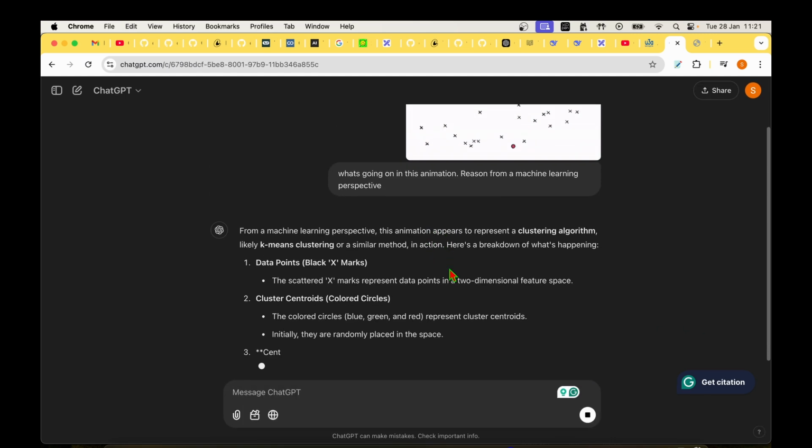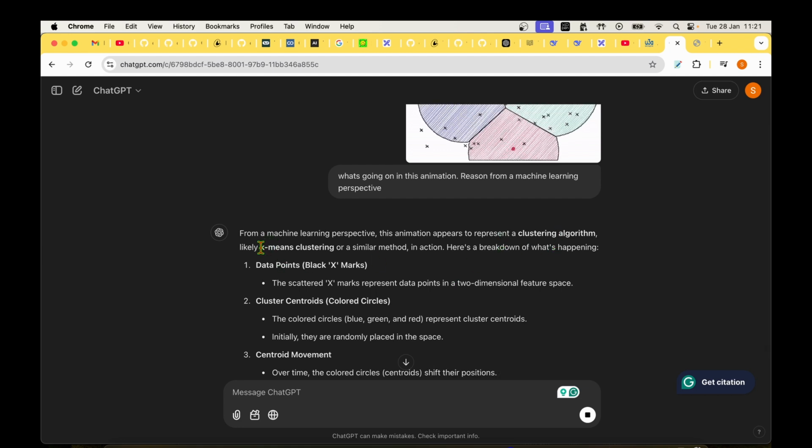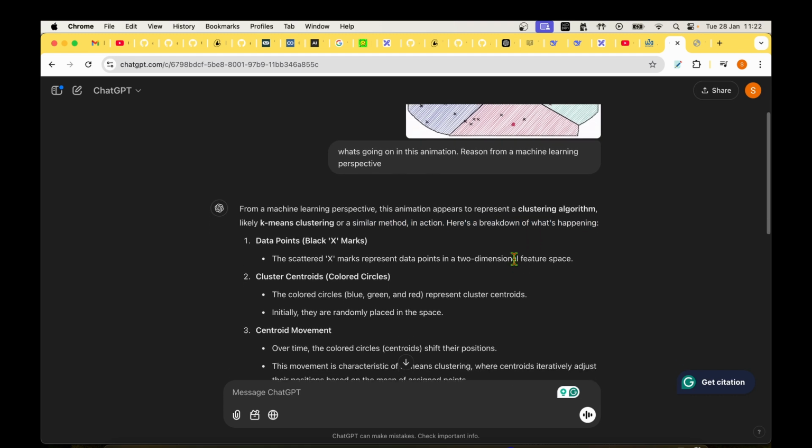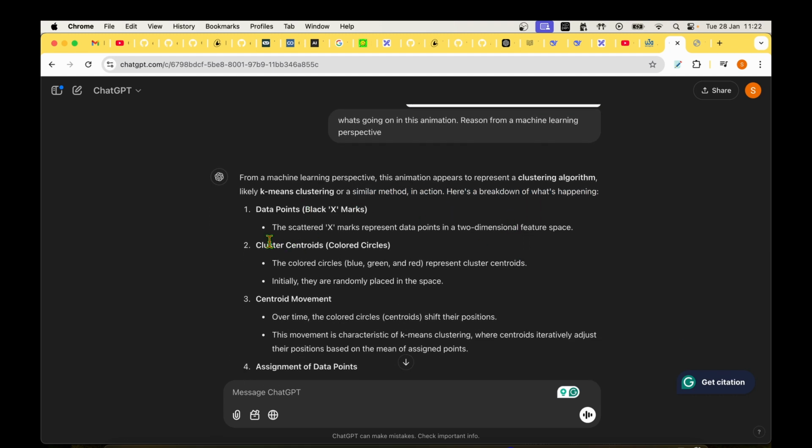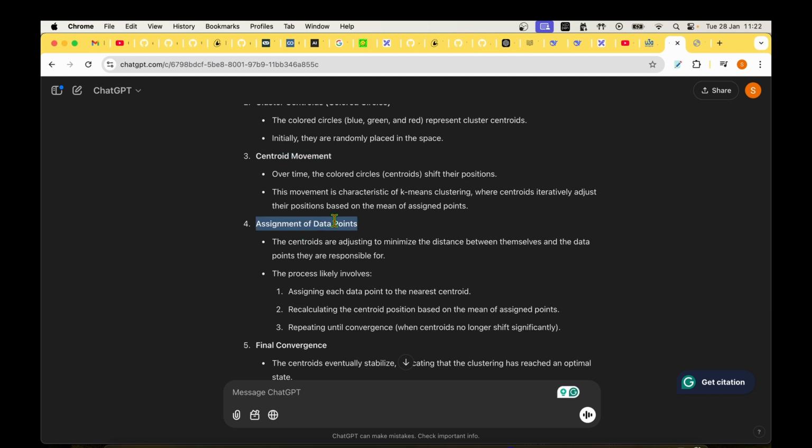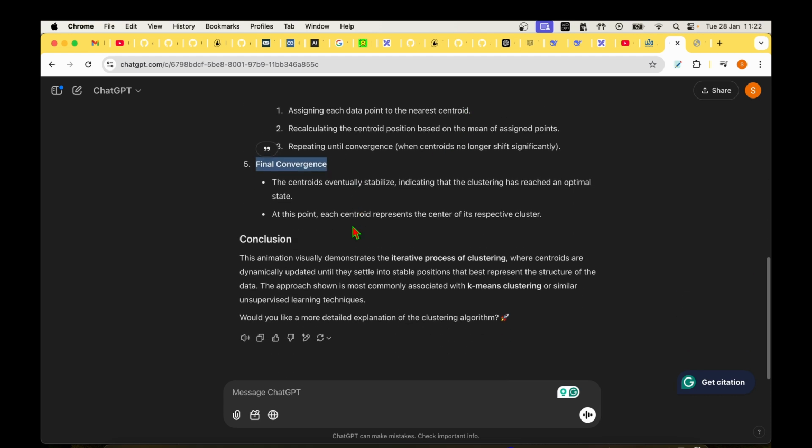From a machine learning perspective, the animation appears to represent a clustering algorithm, likely k-means clustering or a similar method in action. Here's a breakdown of what's happening, and it says data points, cluster centroids, centroid movement, assignment of data points, final convergence. And the conclusion is that this animation visually demonstrates the iterative process of clustering, where centroids are dynamically updated until they settle into stable positions that best represent the structure of the data. The approach shown is most commonly associated with k-means clustering. Now that's more than enough to reason about that, and that's quite bang on.